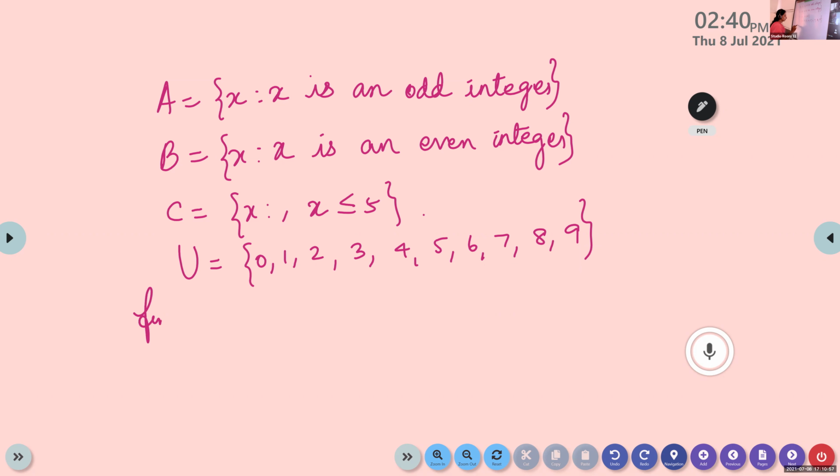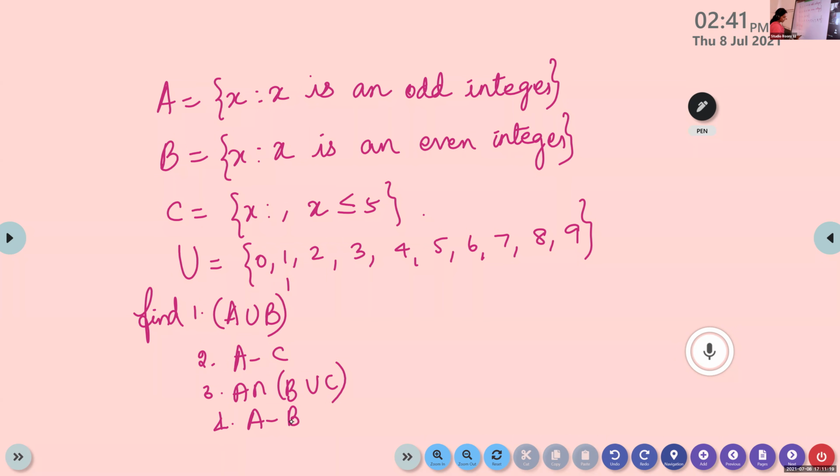Find: first one, A union B the whole dash. Second one, A minus C. Third one, A intersection B union C. Fourth one, A minus B intersection C. Fifth one, A intersection C dash. Try this.